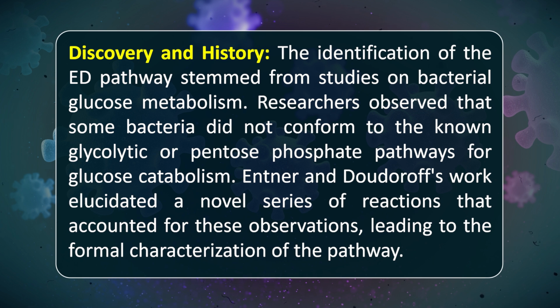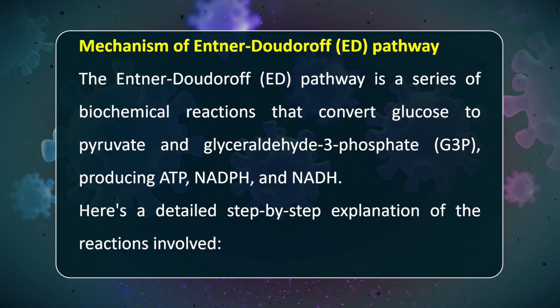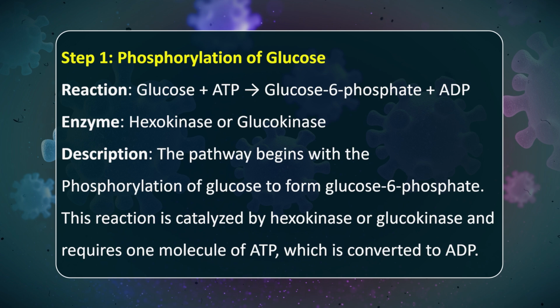this pathway. The mechanism. The ED pathway is a series of biochemical reactions that convert glucose to pyruvate and glyceraldehyde 3-phosphate, producing ATP, NADPH and NADH. So, here is a detailed step-by-step explanation of the reactions involved. Step 1, phosphorylation of glucose. Here, one glucose molecule plus one ATP molecule gives glucose 6-phosphate plus ADP.